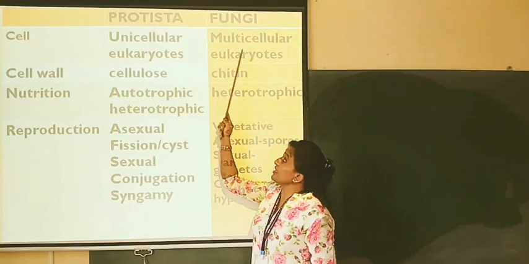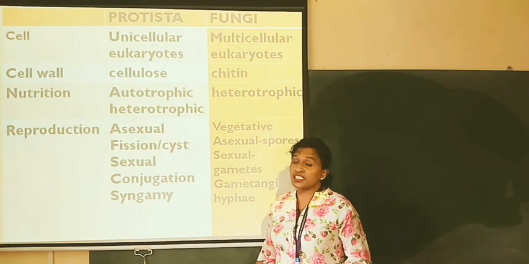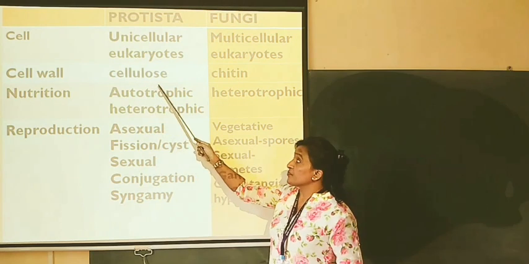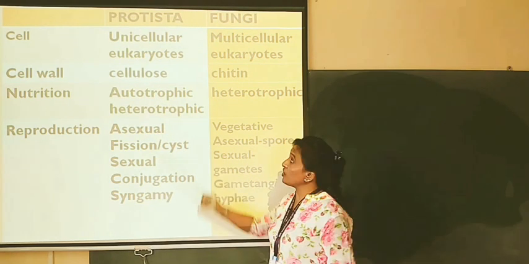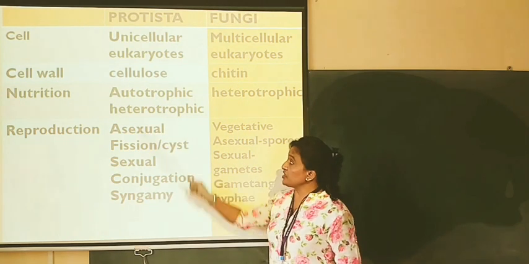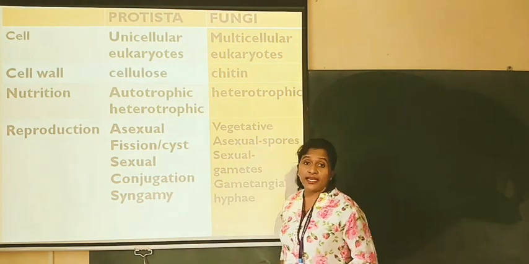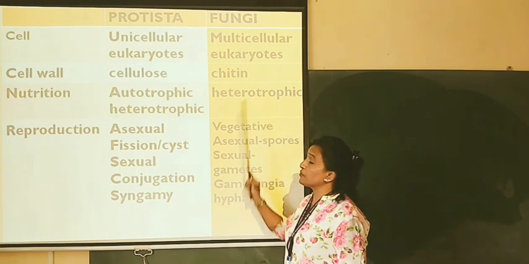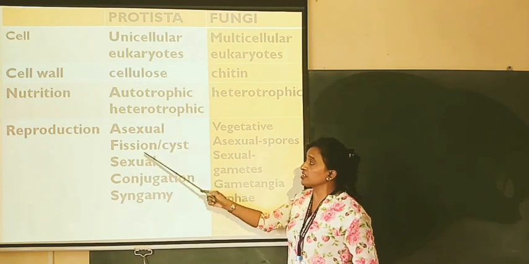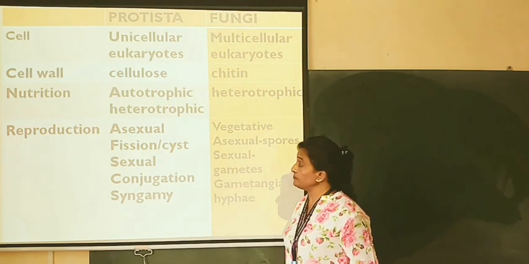Okay. So if we consider the difference between kingdom Protista and fungi, we see that the Protistans are unicellular eukaryotes, whereas fungi are multicellular eukaryotes. There is the presence of cellulose in the cell wall of Protista, whereas here there is the presence of chitin. Then nutrition: it is autotrophic as well as heterotrophic mode of nutrition in kingdom Protista, and fungal species are a unique kingdom with heterotrophic mode of nutrition. Reproduction: there is asexual reproduction through fission and cyst formation. Sexual reproduction occurs through conjugation and syngamy.